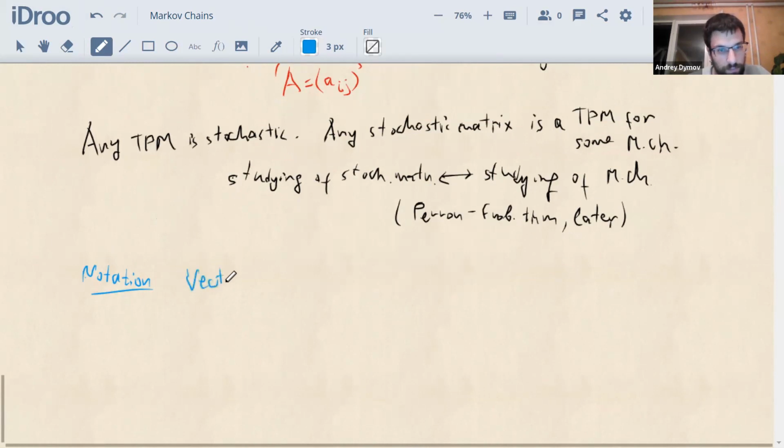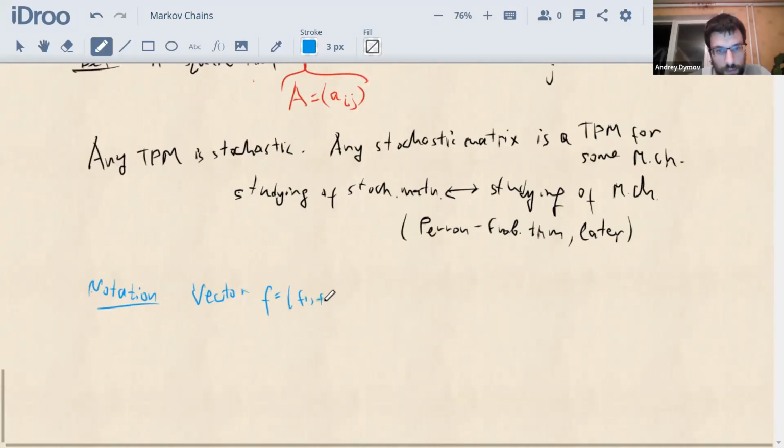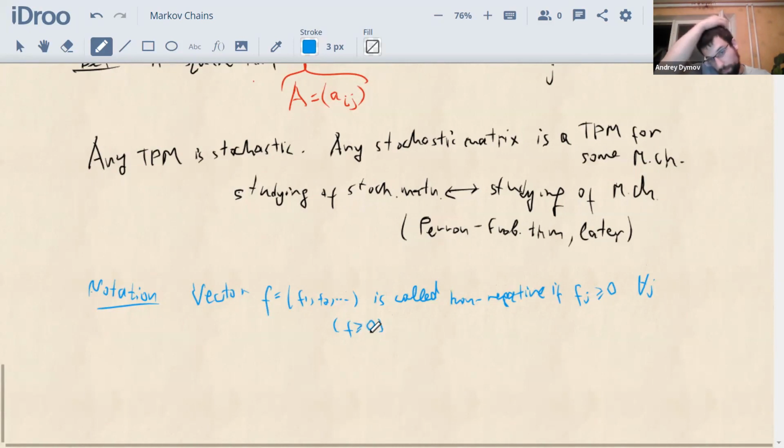A vector f with components f1, f2, etc. is called non-negative if all its components are non-negative. So, a very simple definition. And I will write f greater than or equal to 0.